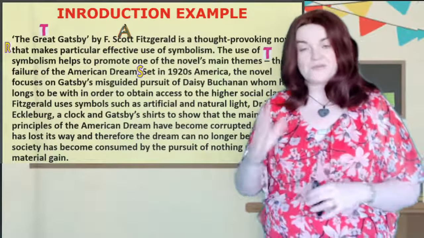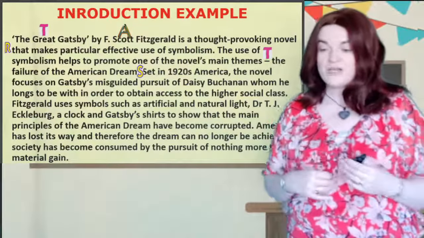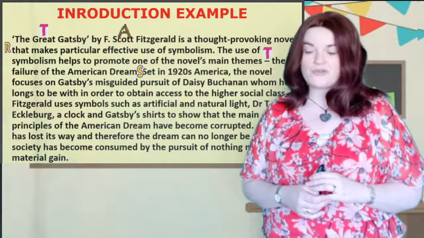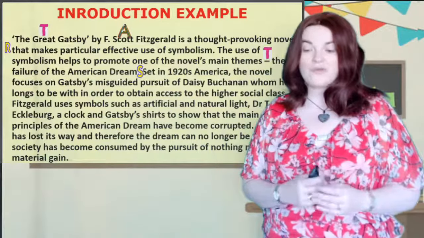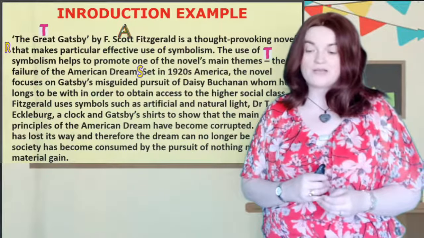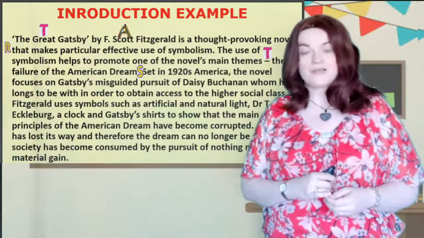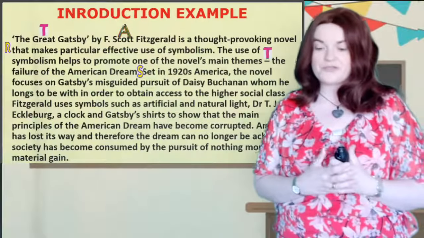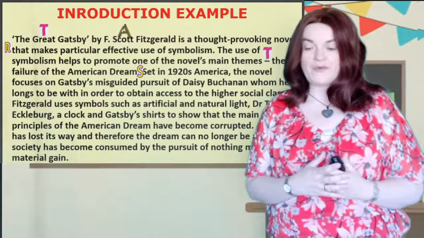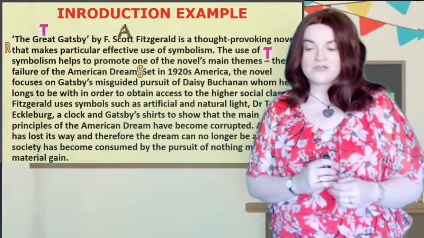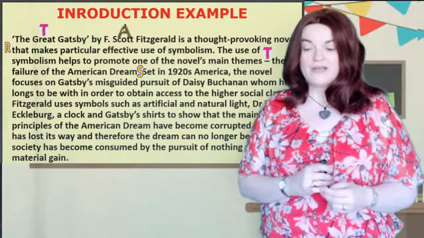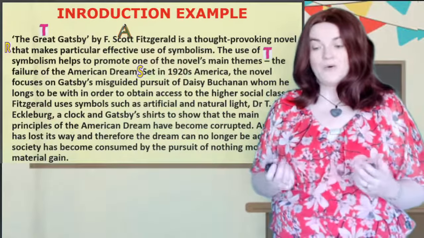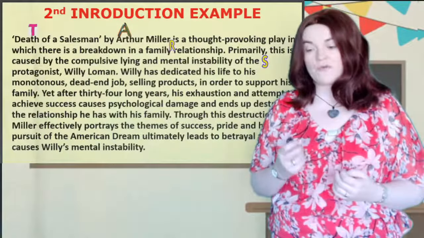And here's my summary. So that's what I mean. You can do it TARTS, you can do it TARST. Set in 1920s America, the novel focuses on Gatsby's misguided pursuit of Daisy Buchanan, whom he longs to be with in order to obtain access to the higher social class. Fitzgerald uses symbols such as artificial and natural light, Dr. T.J. Eckleburg, a clock, and Gatsby's shirts to show that the main principles of the American dream have become corrupted. America has lost its way and therefore the dream can no longer be achieved. Society has become consumed by the pursuit of nothing more than material gain. Okay, so that's a brief outline of the novel.